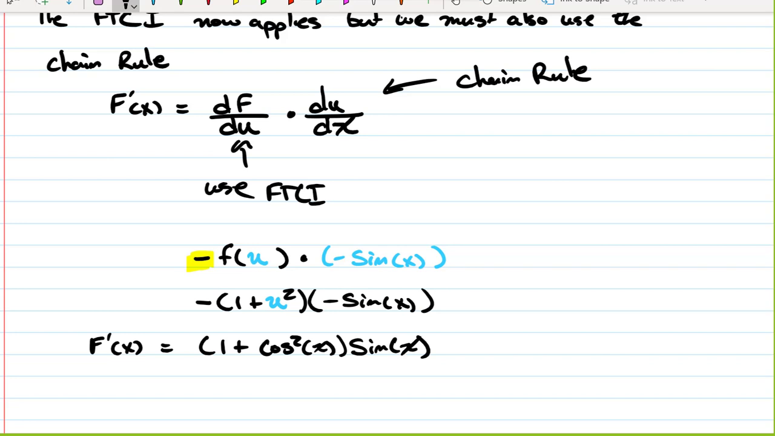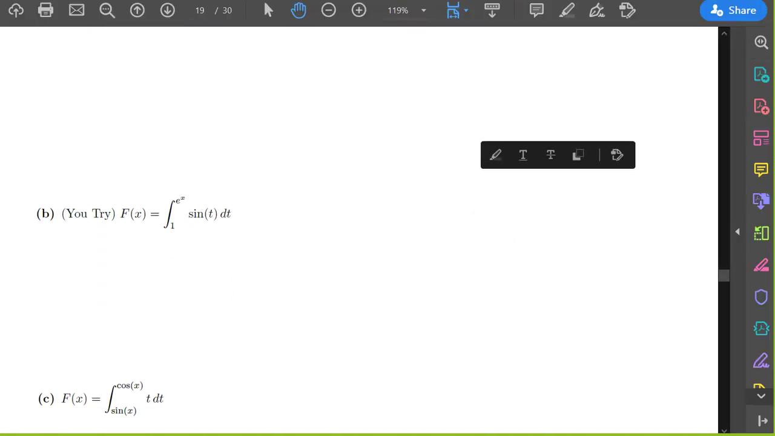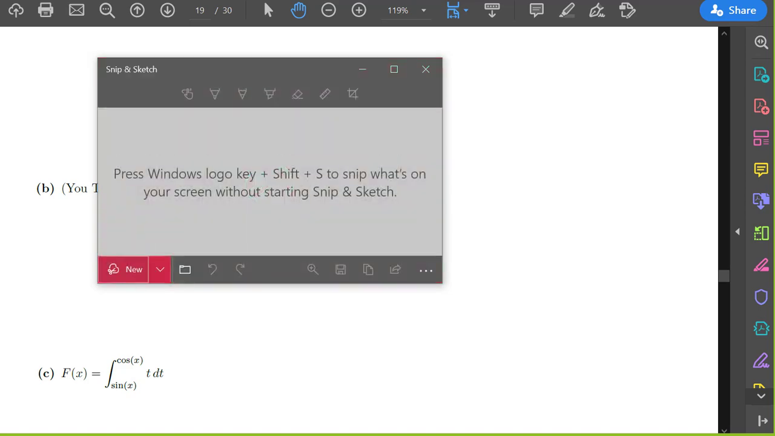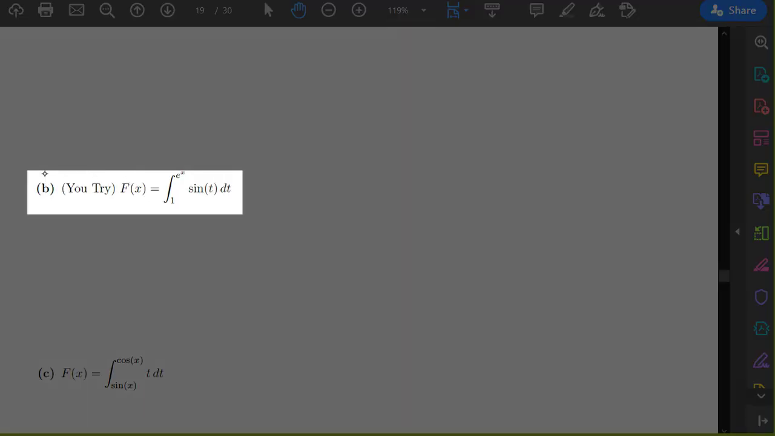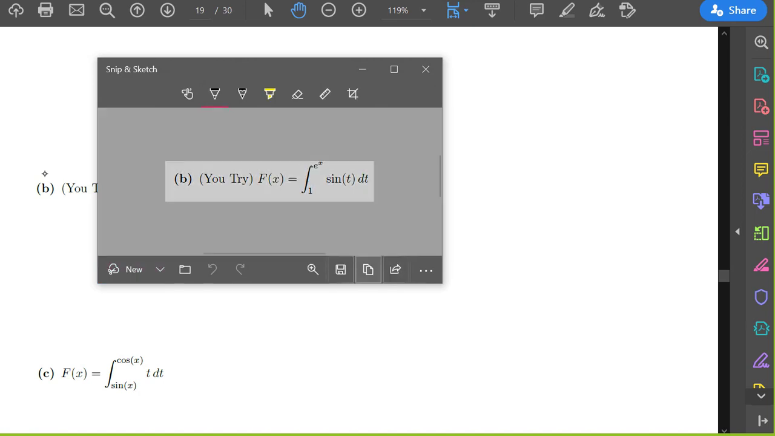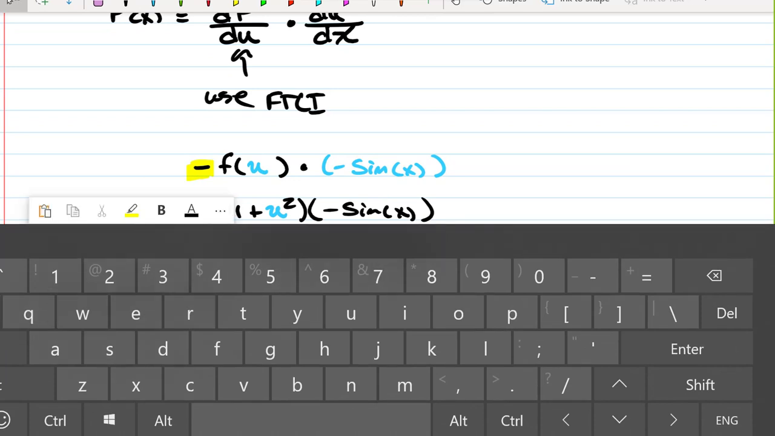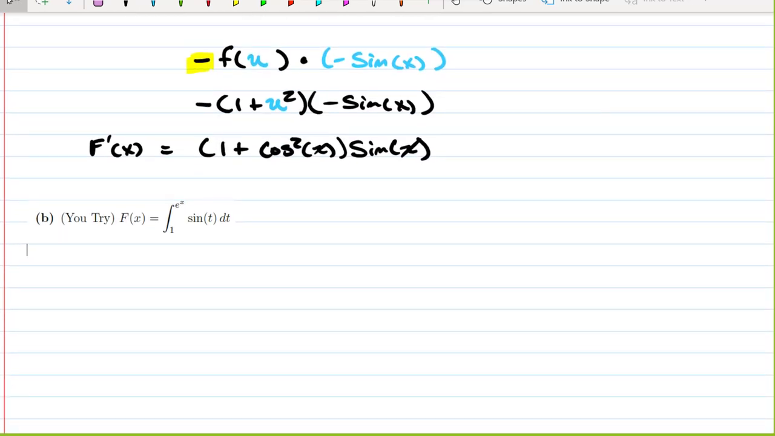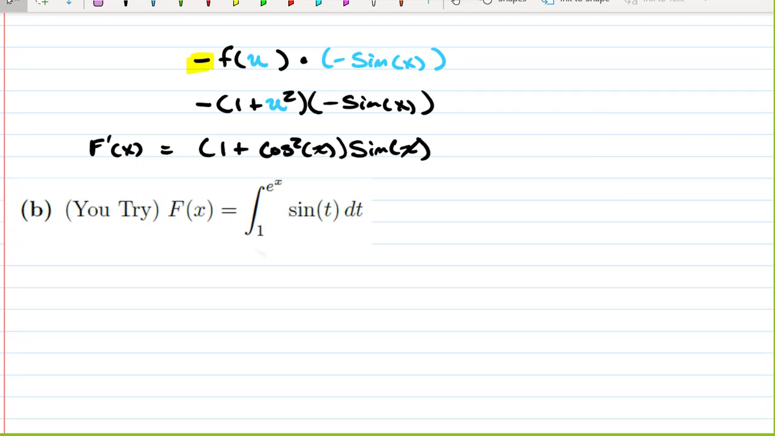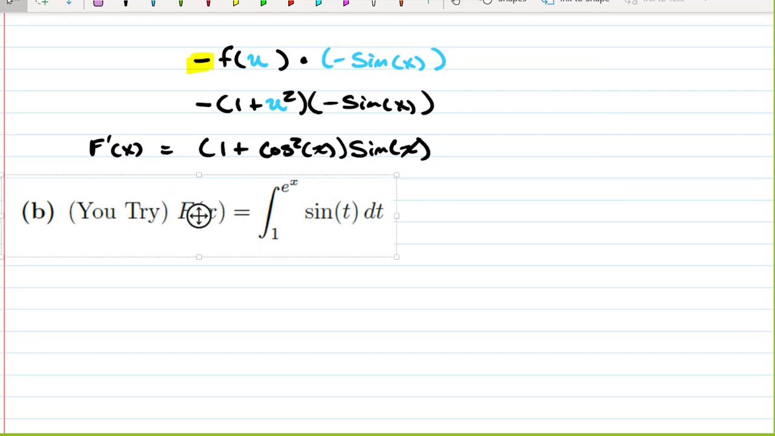And that would be our final solution. All right. So I firmly believe the best way to learn how to do these is to do one yourself. So it's now your turn. Let's go ahead and do our u-try for f of x equals the integral from 1 to e to the x of sine t dt.